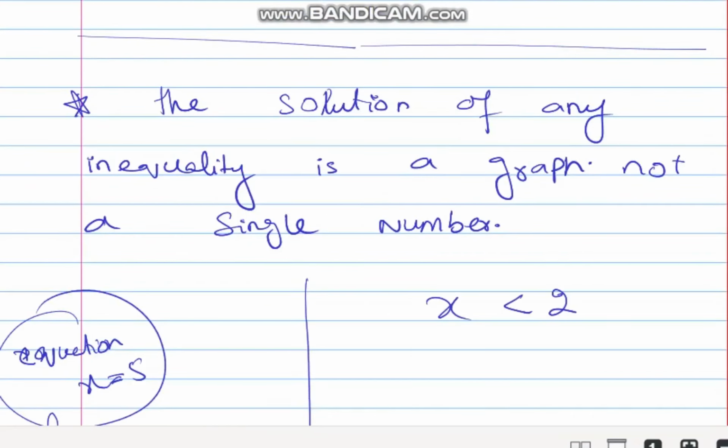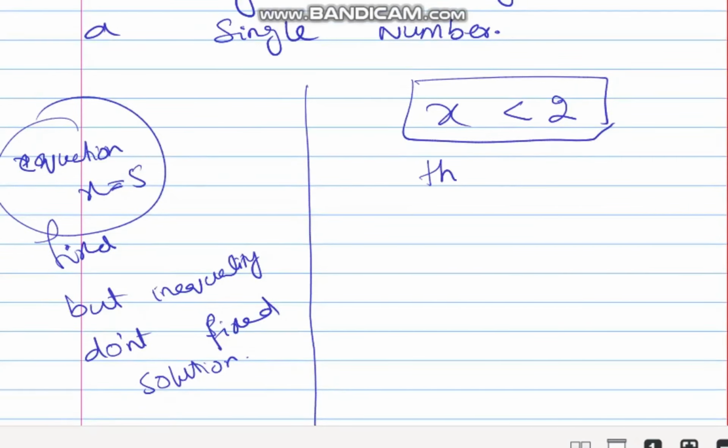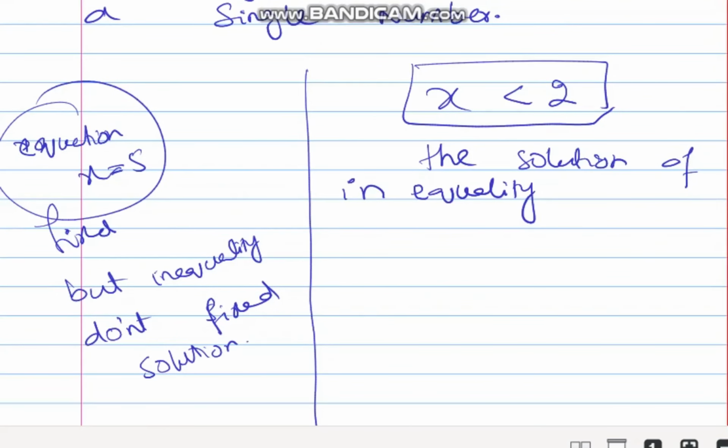x less than 2. This is the solution of inequality. What is the meaning of x less than 2? When we draw the number line like this, 0, 1, 2, 3, and so on, and -1, -2, -3 on this side, the numbers keep going on this side and on that side.